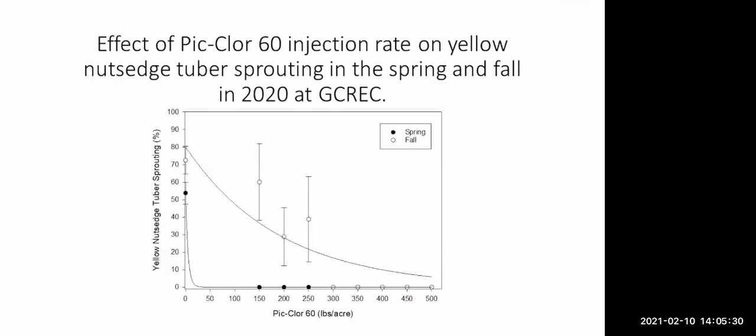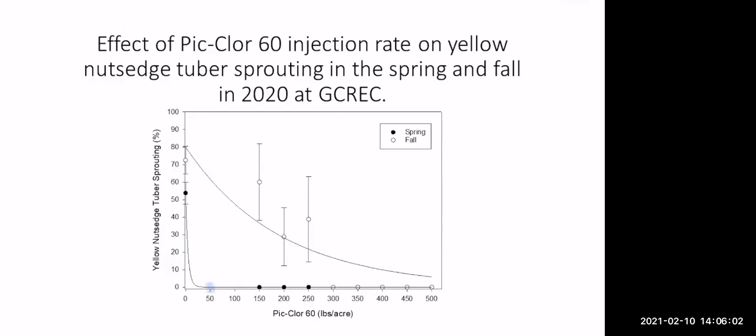So basically what we're looking for is at what rate the fumigant is able to kill a non-sprouted tuber, or a tuber that could have sprouted while it was in the soil and while there may have been some fumigant present, but they were buried as non-sprouted tubers. And if you look at this graph, it's the exact same setup as the last one and very similar trends. The only difference is that the yellow nutsedge tubers in the spring had 100% control at every rate.